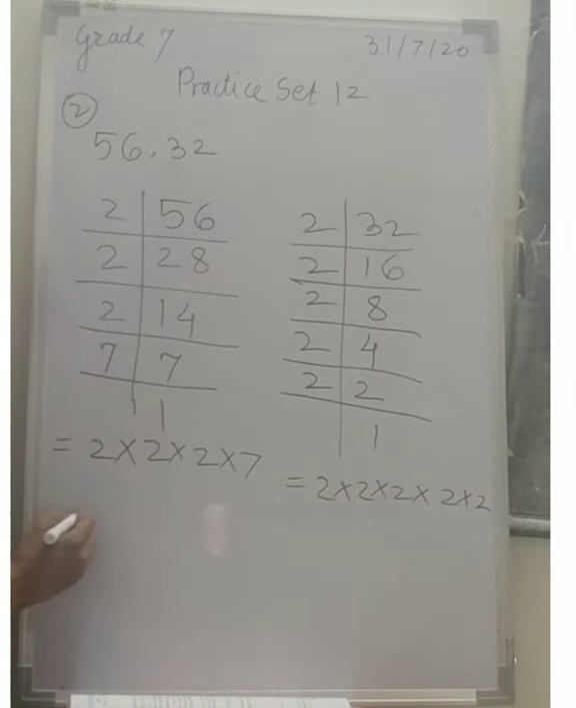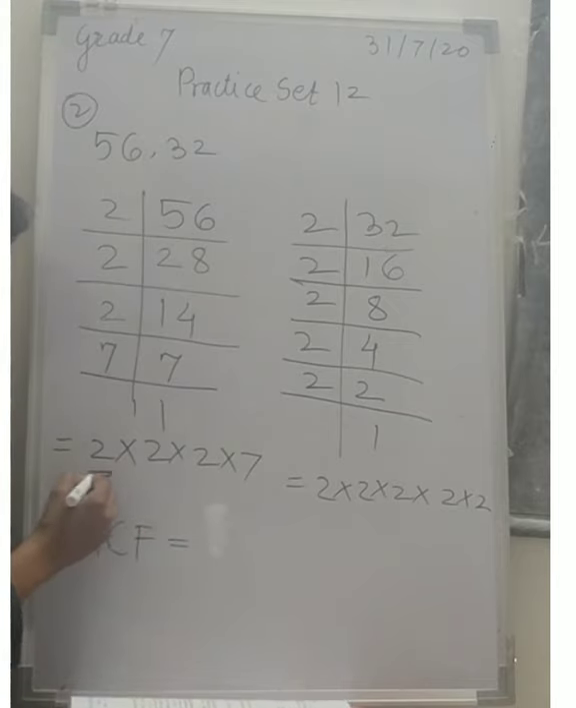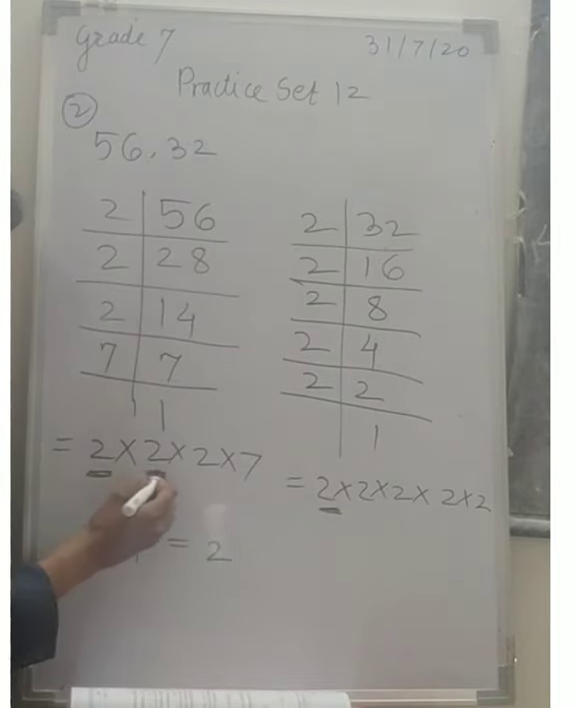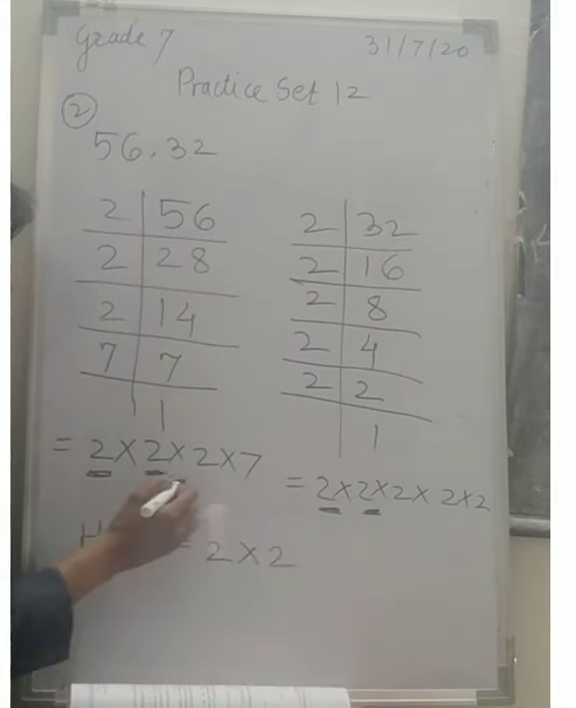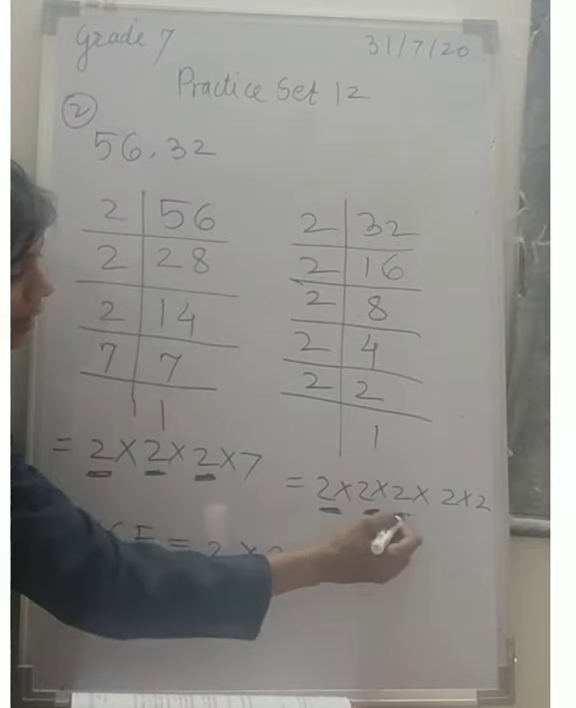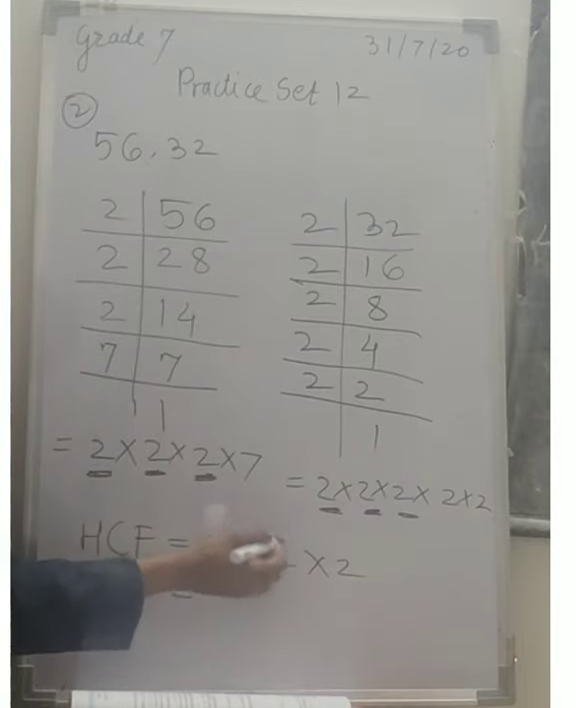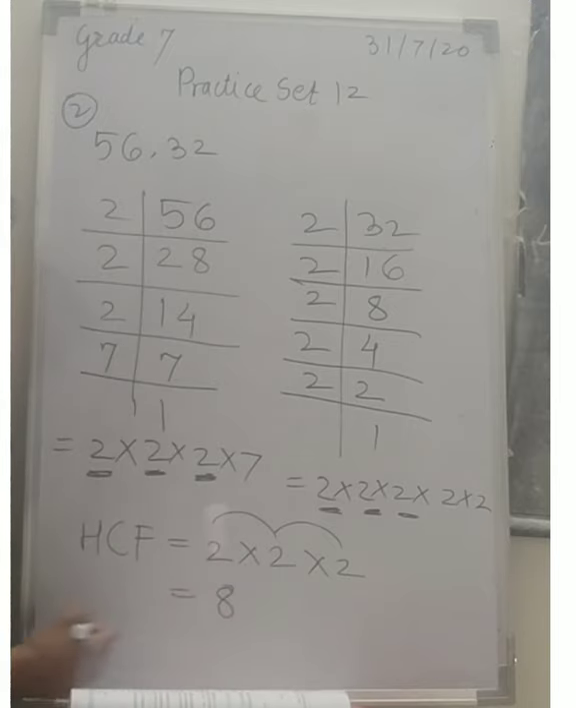Now let's find the HCF. HCF means highest common. So the first common pair is 2. The second pair of 2 we have, so I am going to write 2 a second time. And the third pair of 2 I have, so I am going to write 2 for the third time. So 2 twos are 4 and 4 twos are 8. So what is the highest common factor? It is 8. I hope you have understood.